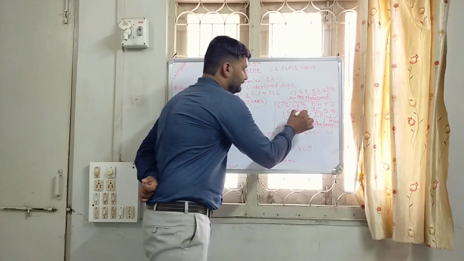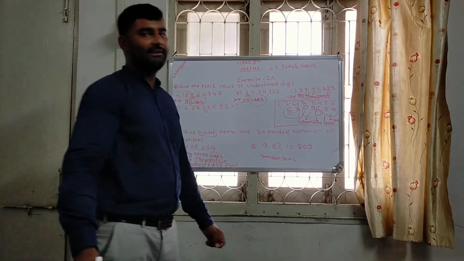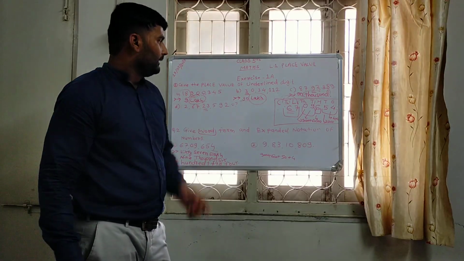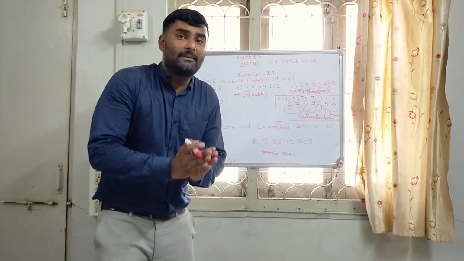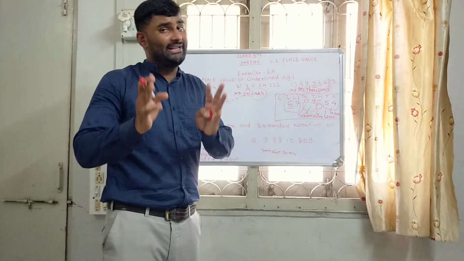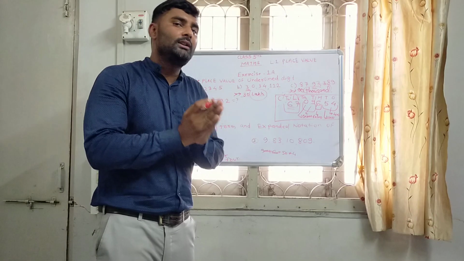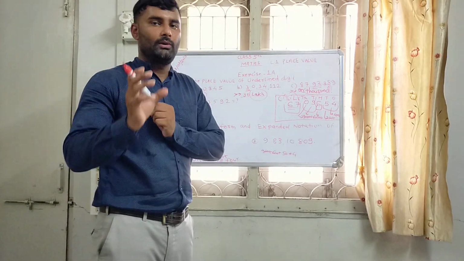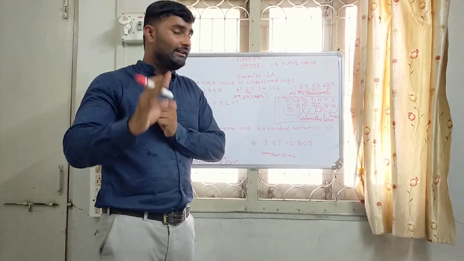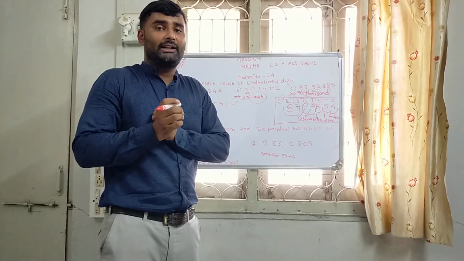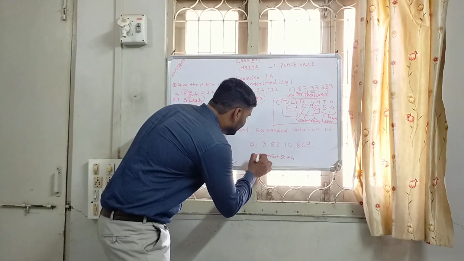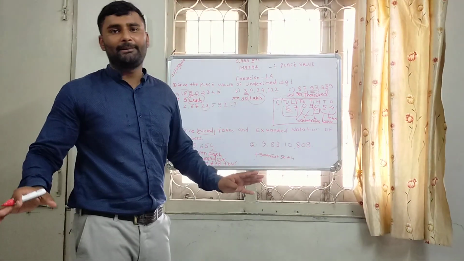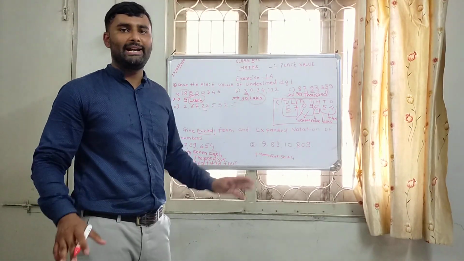Now 0 is present in the 10,000 column. If I multiply 0 by 10,000, any number multiplied by 0 makes the number 0. Yes, whatever the number is, if we multiply it by 0, the answer is 0. That means a vacant place. We have no need to write it there.